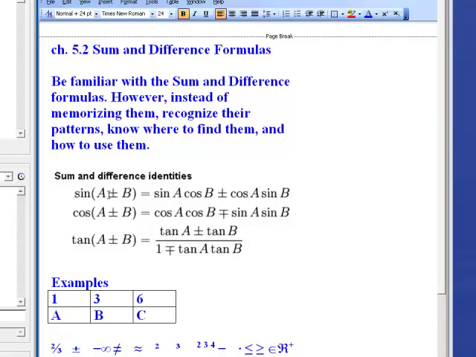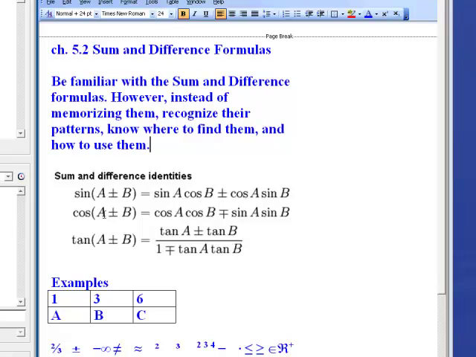Perhaps in your book it says sine A plus B equals, and then it says on another line sine A minus B equals. Here, I recaptured them both together. As you notice, there's a certain pattern to them. So sine A plus B becomes a sine cosine plus cosine sine. The plus goes with the plus.